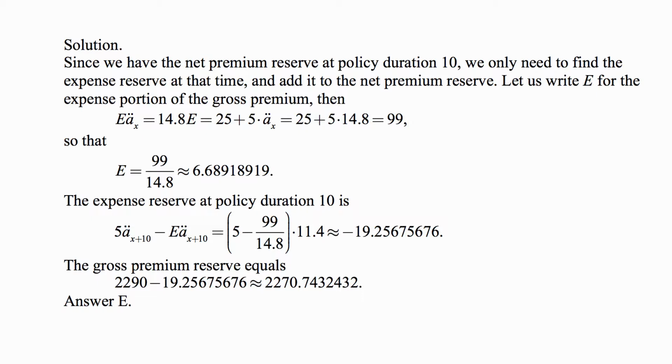Let's write E for the expense portion of the gross premium, so that the gross premium is equal to E plus net premium. Both gross and net premium are level. E is level as well. And it's paid as a life annuity, paid as long as the person pays the premiums or as long as the person lives. So its actuarial present value at policy inception is E A double dot X. But A double dot X is given as 14.8, so this is 14.8E.